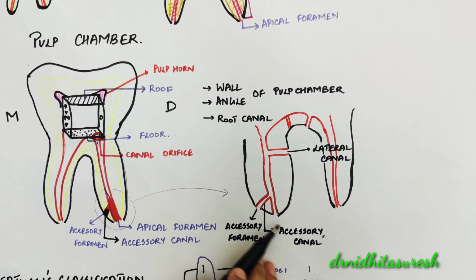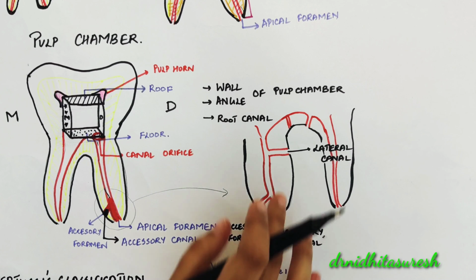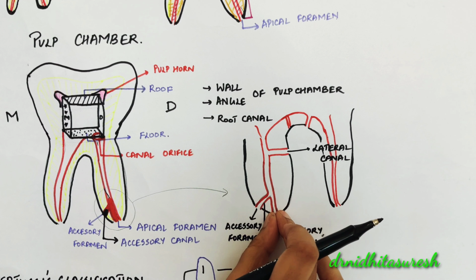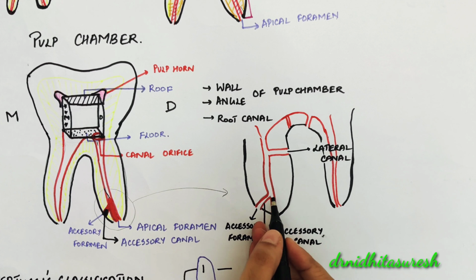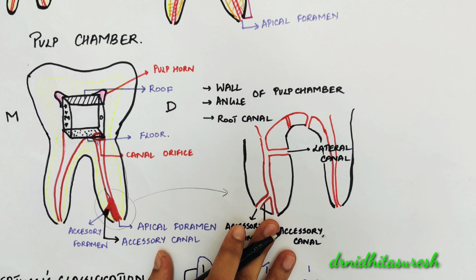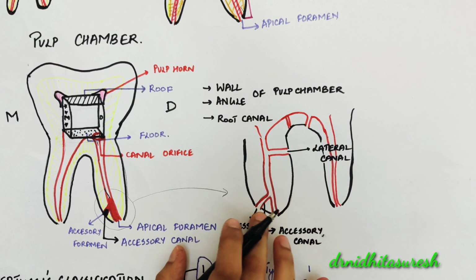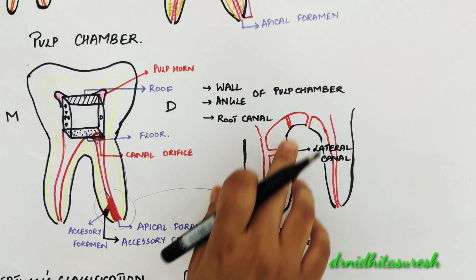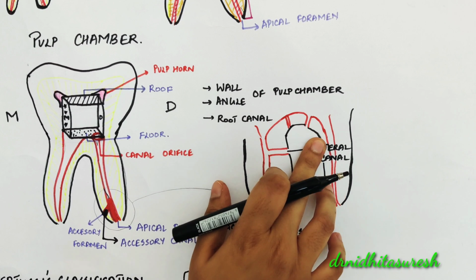So, what do you mean by accessory canal? See, this is the main root canal, right? And if there is a branching of this main root canal, this is called the accessory canal or the lateral canal. This will most commonly be seen in the apical portion of the root or near the furcation area.